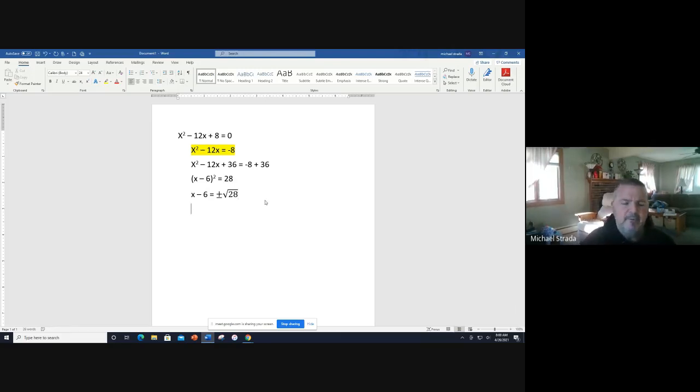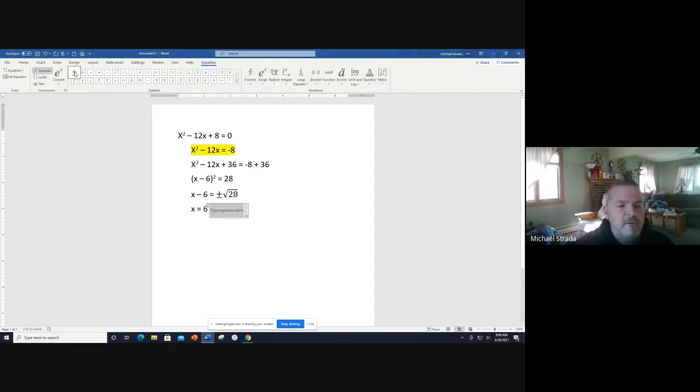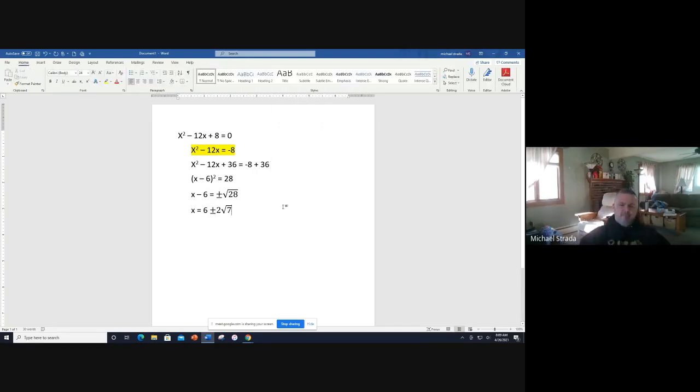Then our last step to solve for x: how to get rid of a minus 6? We add 6. So x ends up being 6 plus minus. 4 goes into 28, which is a perfect square. The square root of 4 is 2. And then we have the square root of 7. We have 6 plus minus 2 root 7.